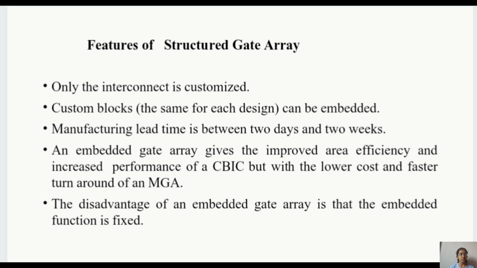Let me tell you about the features of a structured gate array. Only the interconnect is customized, and here custom blocks can be embedded, and the manufacturing lead time is between 2 days and 2 weeks. An embedded gate array gives improved area efficiency and increased performance of a CBIC with the lower cost and faster turnaround of an MGA. The disadvantage of the embedded gate array is that the embedded function is fixed.